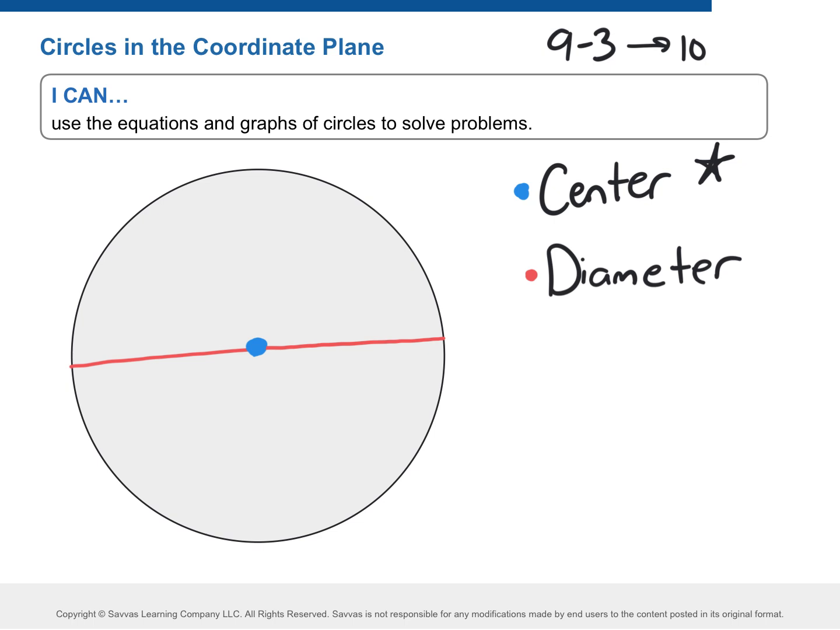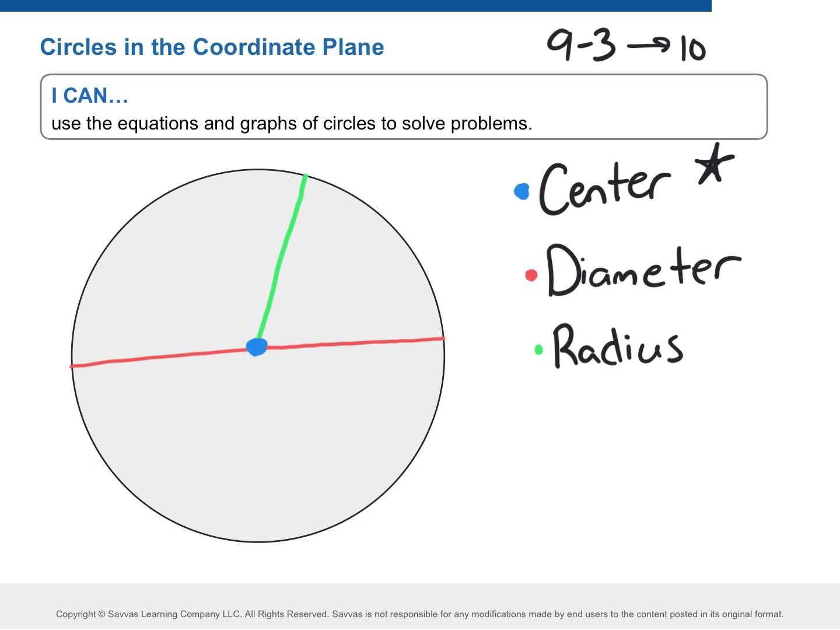Kendall, what did you say? Radius. Yep. What is a radius? It is half of the diameter. So it goes from the center to the edge of the circle. So from the center to the edge, that is the radius.